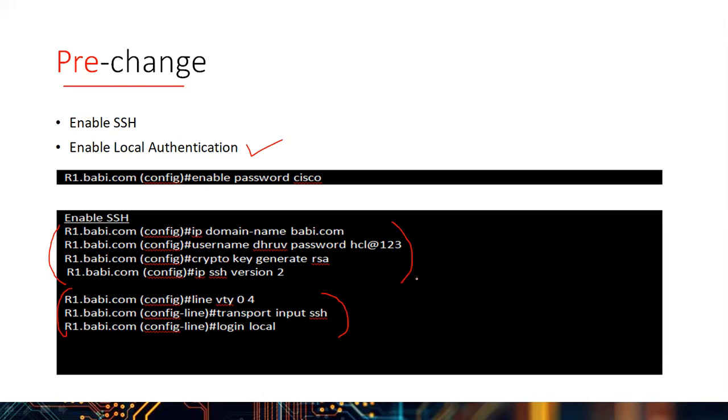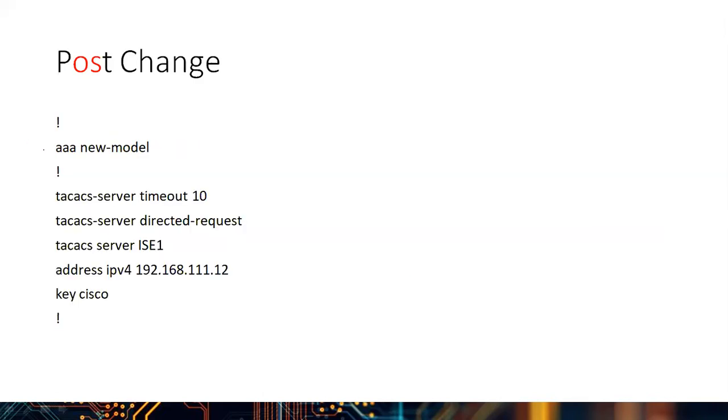First, we need to enable the AAA model. So we have to ensure the router is enabled with the AAA feature, and later on configure 111.12, which is the IP address of ISE, which is now acting as TACACS, and that's the key.